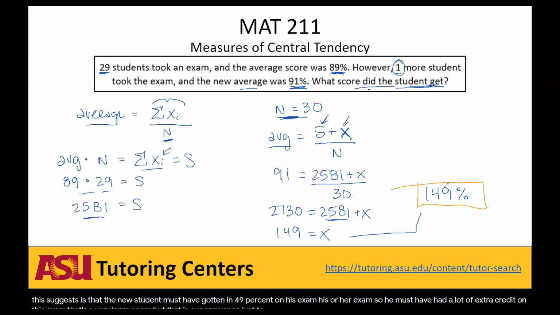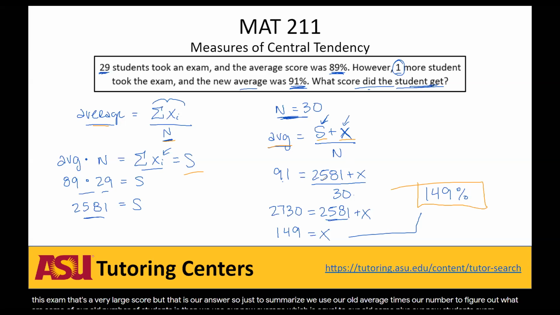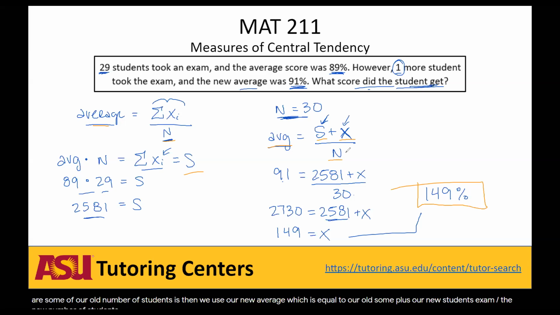So just to summarize, we use our old average times our number to figure out what the sum of our old number of students is. Then we use our new average, which is equal to our old sum plus our new student's exam divided by the new number of students. And then we backtrack to solve for the score of the new student, which is 149%. So that's it.